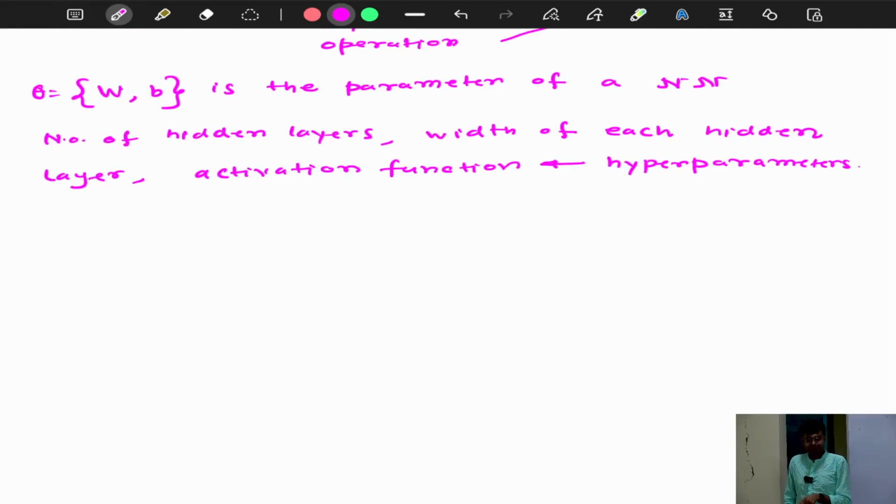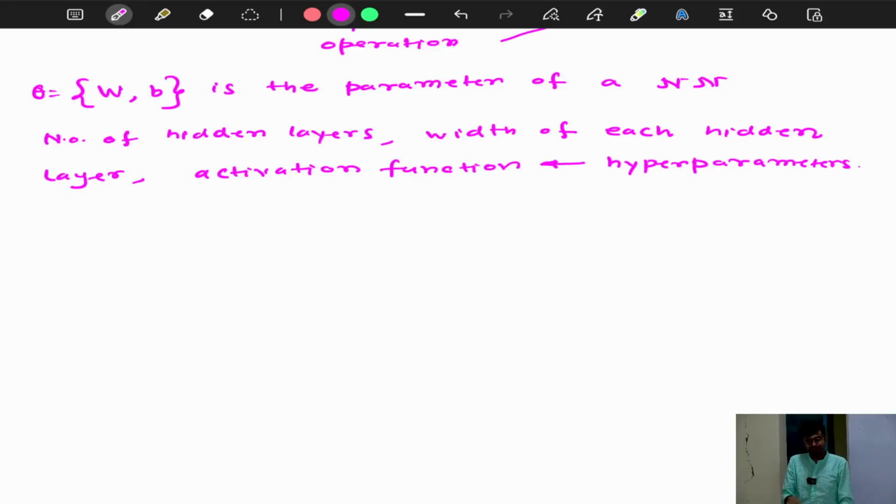The number of hidden layers will dictate the size of theta. Weights will increase. So you can imagine that this is dictating the number of parameters you will have. The width of each hidden layer will also dictate the number of biases and the number of weights. So these two can be thought of as parameter of parameter, but you cannot think of it like that for activation function. I mean, activation function does influence what weight you are learning, but you cannot think of it like that.